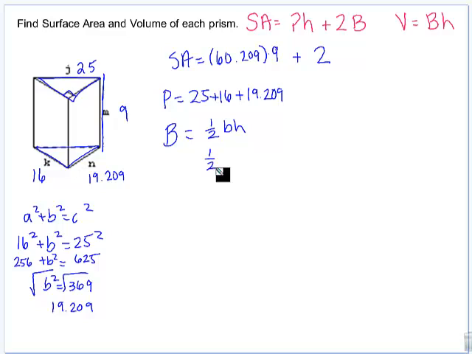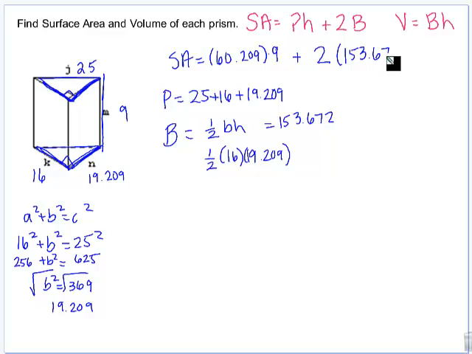So on the triangle, we have to identify the right angle. And our base and our height would be the 2 sides surrounding that. So here's our right angle, base and height. So we would have to take 1/2 times 16 times 19.209. And so for the area of our base, we get 153.672. So 2 times 153.672. This will be our surface area.